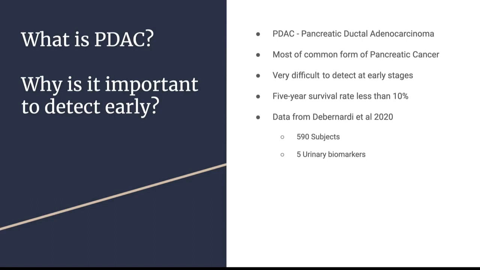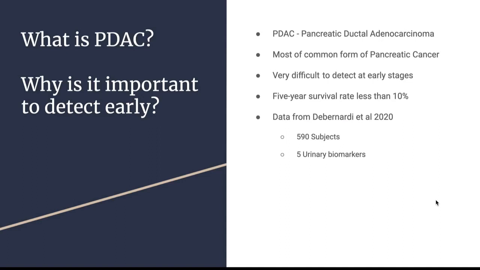PDAC stands for pancreatic ductal adenocarcinoma, which is the most common form of pancreatic cancer. It's very difficult to detect at early stages, and when detected late, it has a 5-year survival rate of less than 10%. The data that I used for this project was from a research paper published in December 2020 that created a urinary diagnostic test for PDAC.